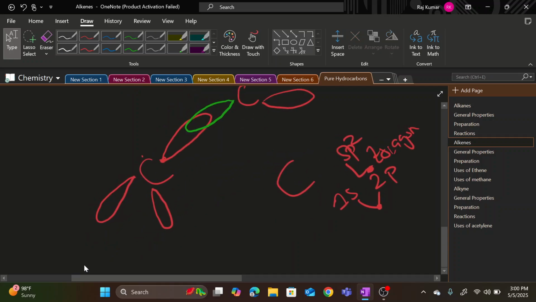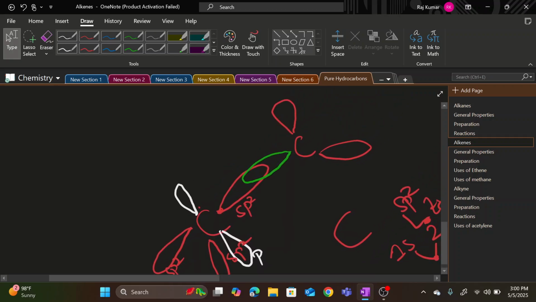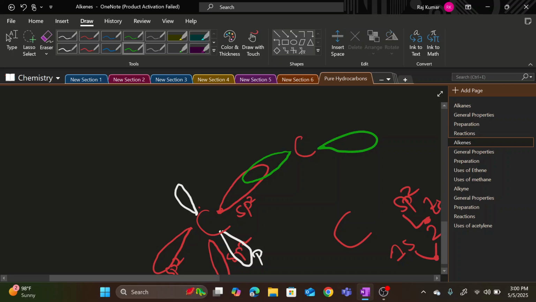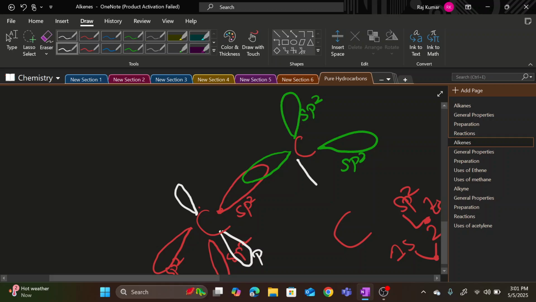Right. So this is basically an sp2 hybridized orbital. This is an sp2 hybridized orbital. This is an sp2 hybridized orbital. And now I'm going to draw the atomic p orbital for this atom. Now let's just draw it for this atom as well. So sp2, sp2, and this is a p orbital.